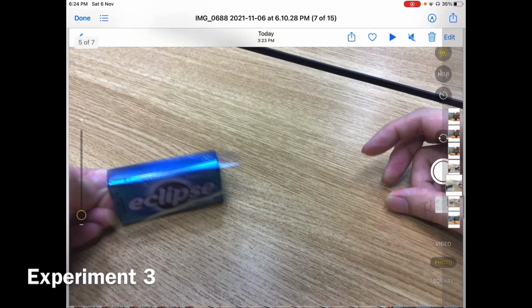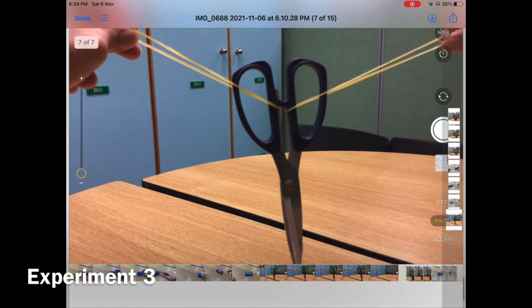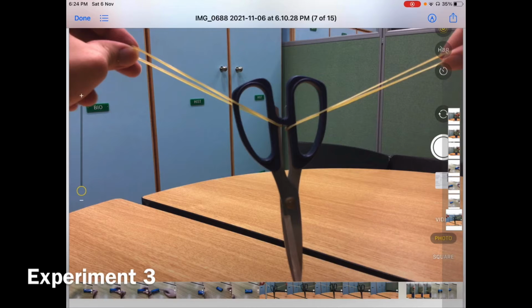And thirdly, you can use two rubber bands with a random object, and then you try to lift it up by these two rubber bands. What I want you to observe is the angle of the two rubber bands. Can you make these two rubber bands horizontal?